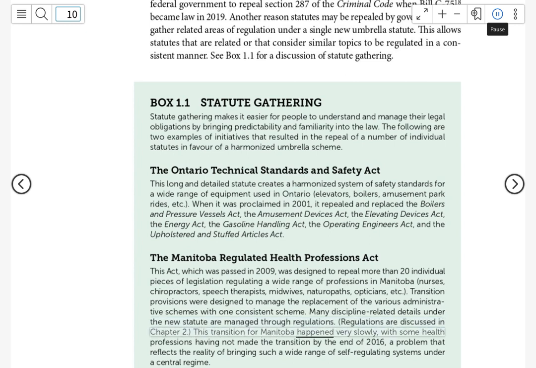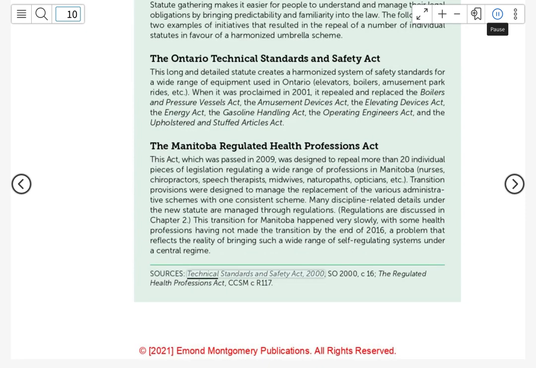This transition for Manitoba happened very slowly, with some health professions having not made the transition by the end of 2016, a problem that reflects the reality of bringing such a wide range of self-regulating systems under a central regime. Sources: Technical Standards and Safety Act, 2000, SO 2000, c 16; the Regulated Health Professions Act, CCSM c R117.